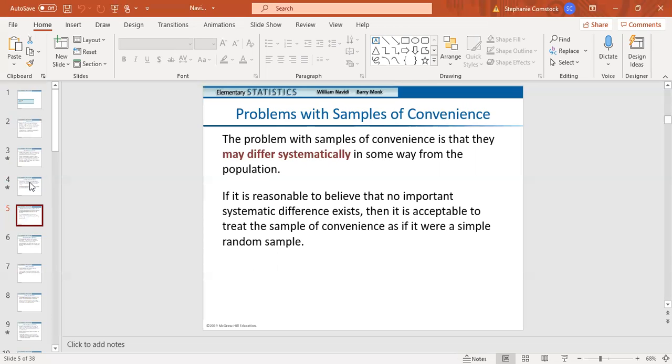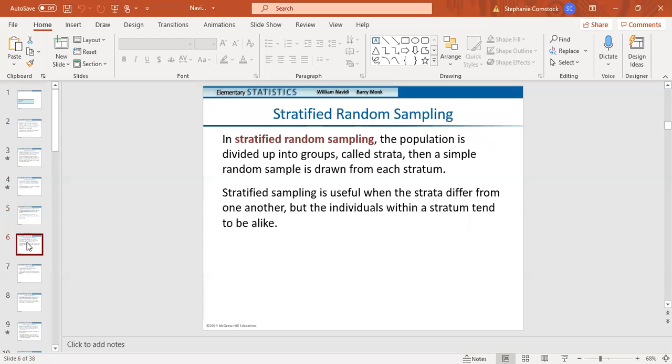Now, sometimes, as long as we can show that our convenience sample truly is pretty close to reality, then we can probably be okay. But again, it takes a lot to try and prove that, okay? Now, the next type is what's called stratified, okay?